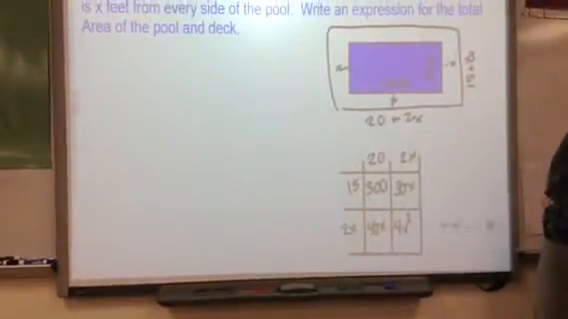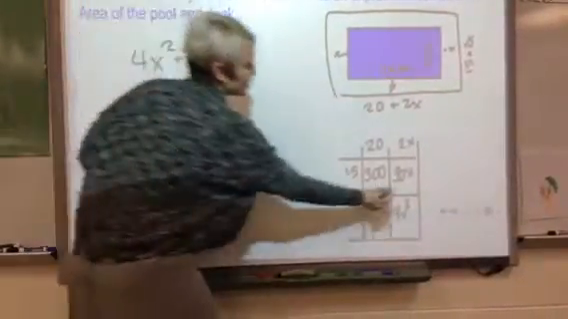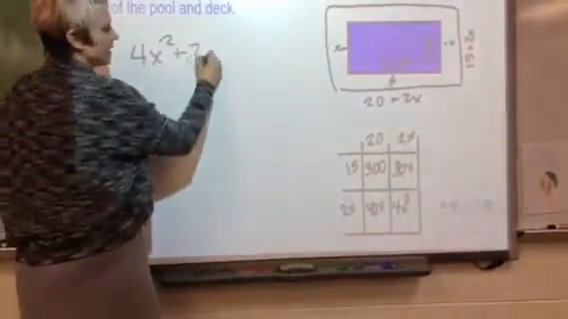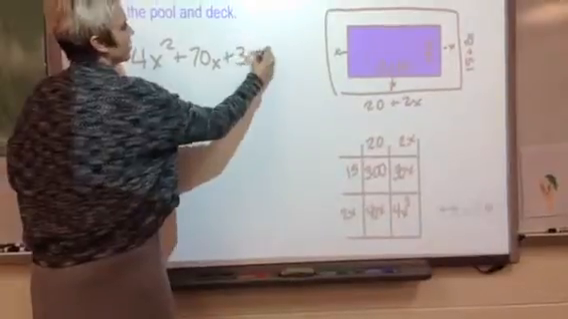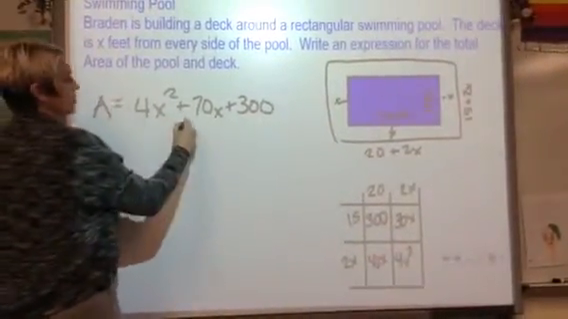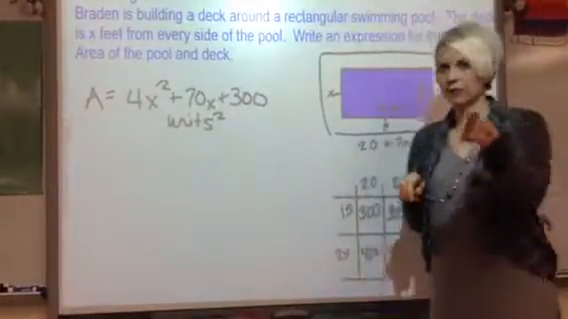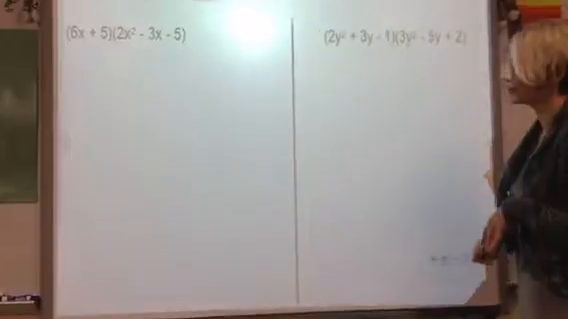So our expression is going to be 4x to the second plus, we combine, so that would be 70x plus 300. So this is an expression for the area of the pool and the deck, so that we would just say A equals and then units squared. I have a real world example for you to try in your notes.